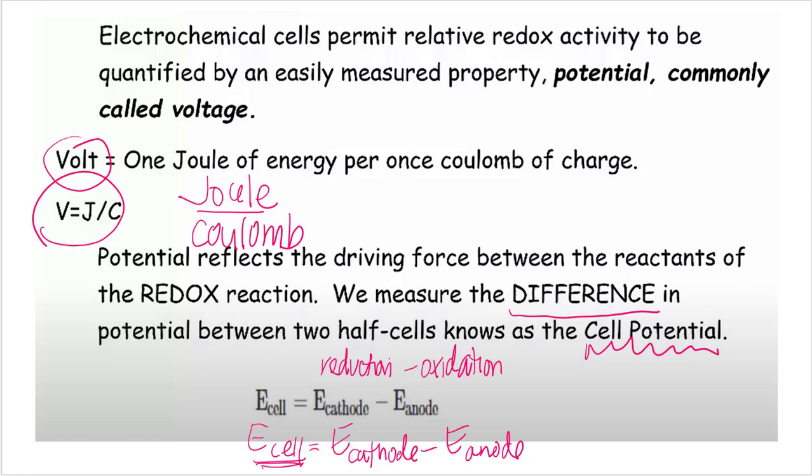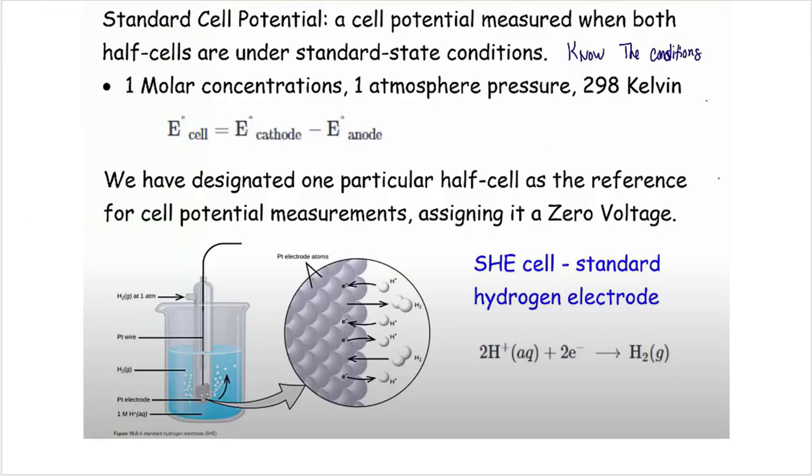This is a critical formula in understanding the next set of calculations. So here we've got our standard cell potential. This is when a cell potential is measured when both half cells are under standard state conditions. Now, know these conditions, if you're lucky enough to get this multiple choice question. Standard state conditions is when we have 1 molar concentrations of the solutions, we're under 1 atmosphere of pressure, and it's at 25 degrees Celsius, which is equal to 298 Kelvin.